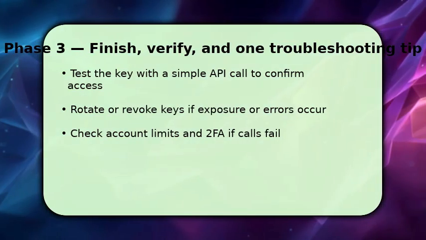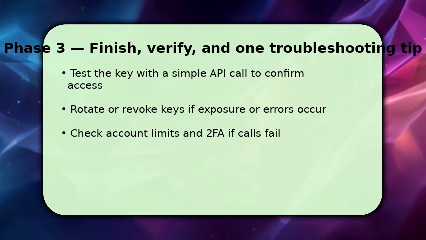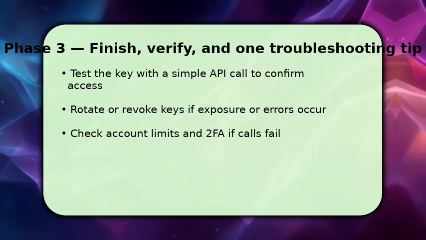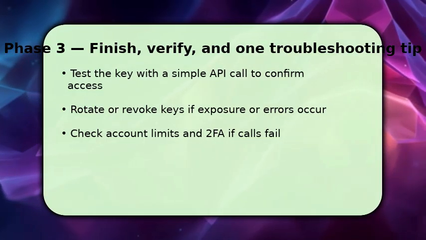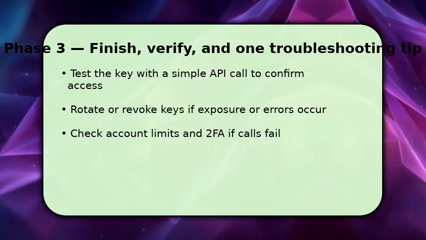You finish by testing the key. Run a basic authenticated API call to fetch account info and verify the response. If the call fails, check that the IP whitelist matches your client IP, confirm the clock on your machine is synced, and ensure 2FA or account limits aren't blocking requests.